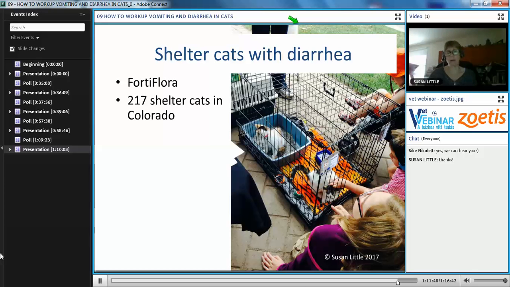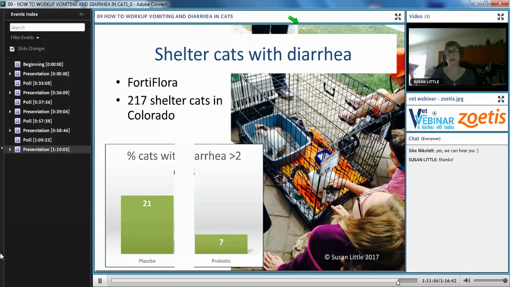So they looked at giving Fortiflora to 2 groups of cats in this shelter. So one group of cats got a placebo, and one group of cats got Fortiflora as the probiotic. And they discovered that it did cut down the number of cats that had diarrhea for more than 2 days after entering the shelter. So the cats that were on placebo, 21% of those cats had diarrhea for more than 2 days in the shelter.